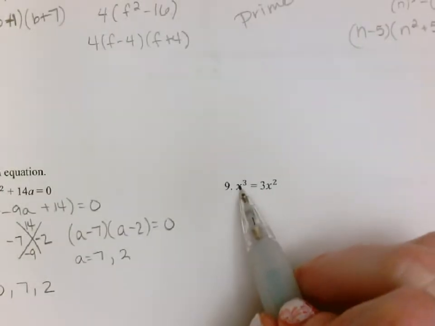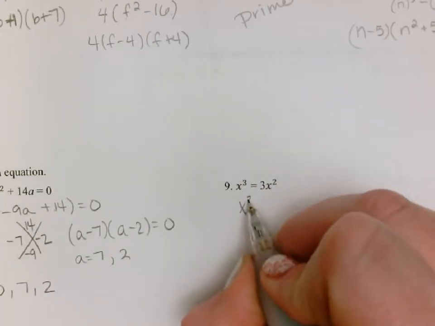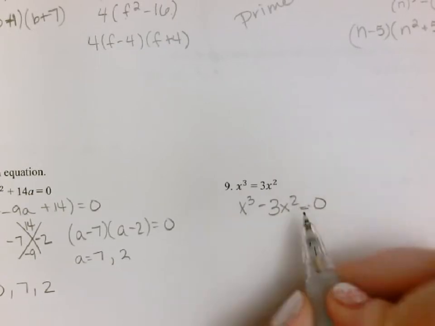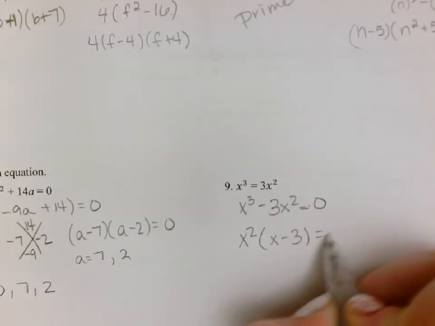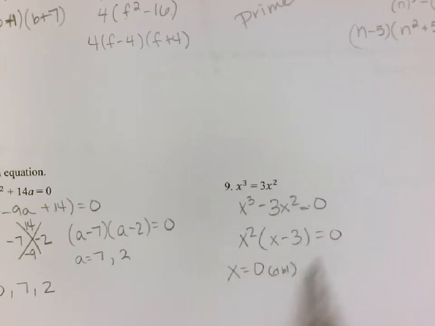Keep x cubed positive. I'm going to move the 3x squared over. So x cubed minus 3x squared equals 0. Factor an x squared out. X minus 3 equals 0. X equals 0. This is a double root because it happens twice. X squared equals 0. And then you have x equals 3.